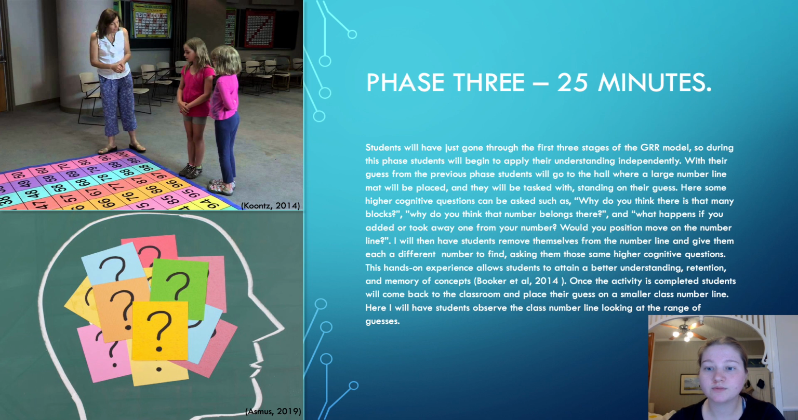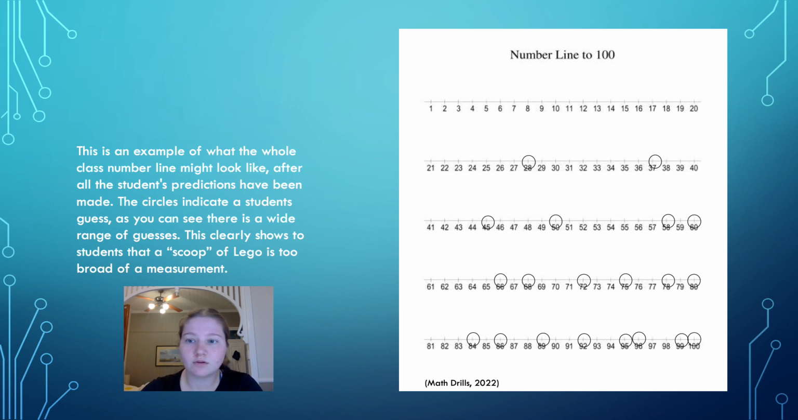I will then have students remove themselves from the number line and give them each a different number to find, asking them those same higher cognitive questions. This hands-on experience allows students to attain a better understanding, retention, and memory of concepts. Once the activity is completed, students will come back to the classroom and place their guess on a smaller class number line. Here I will have students observe the class number line, looking at the range of guesses. This is an example of what the whole class number line might look like after all the students' predictions have been made. The circles indicate a student guess. As you can see, there is a wide range of guesses. This clearly shows to students that a scoop of Lego is too broad of a measurement.